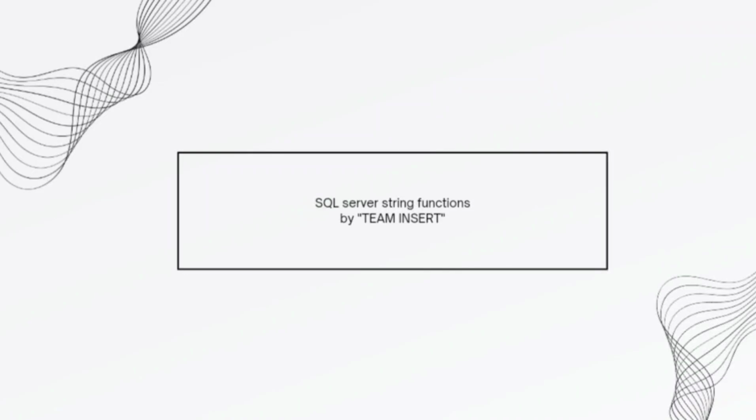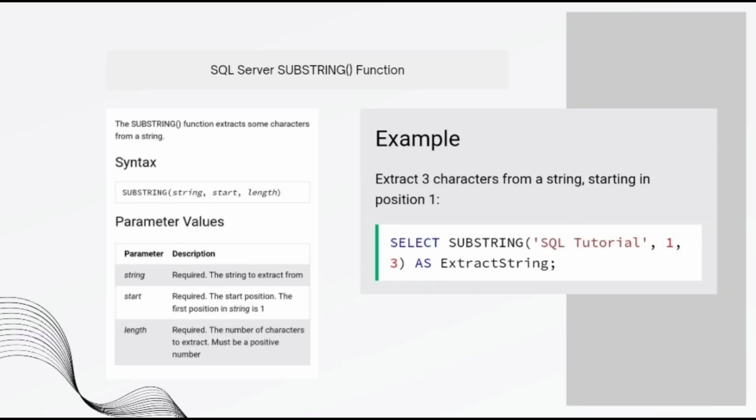Good day everyone. I'm going to talk about the SQL Server string functions, the 26th to the 30th. Starting with the SQL substring function. The substring function extracts some characters from a string. With the help of this function, you can retrieve any number of substrings from a single string.